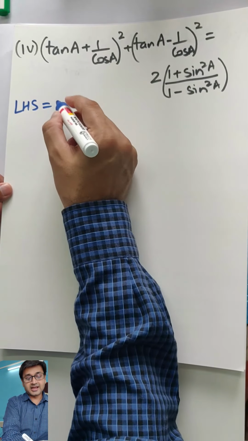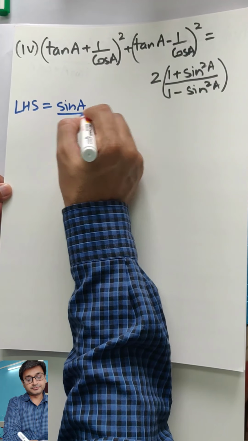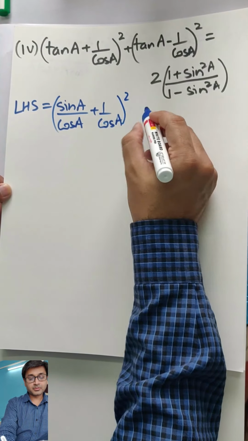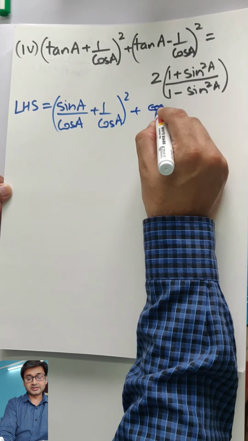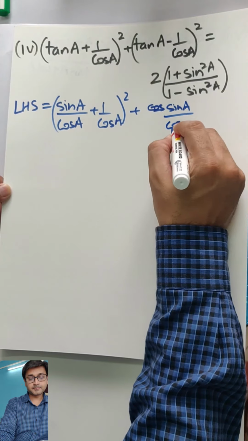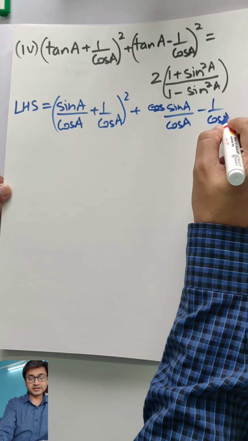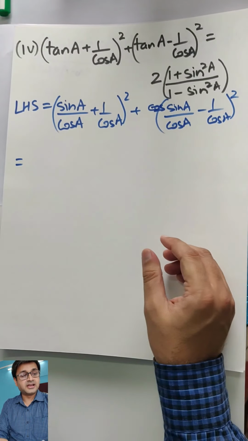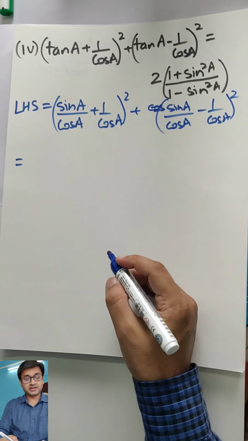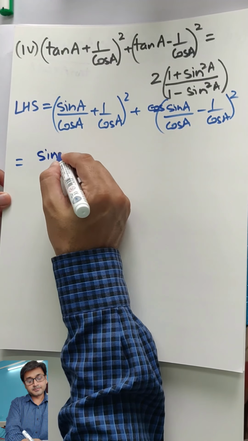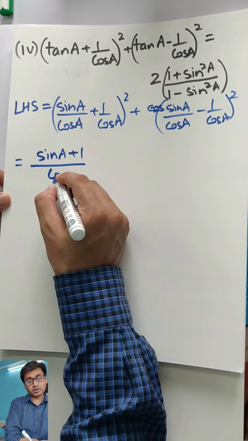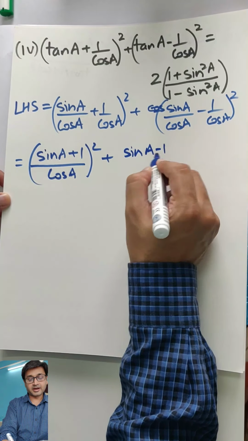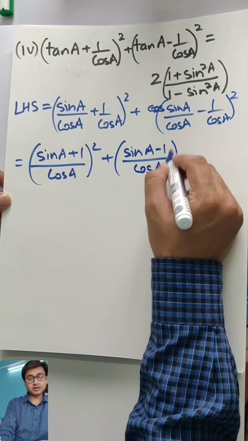Come on, try it. So tan, I'm writing it as sin A upon cos A plus 1 upon cos A, the whole square, plus sin A upon cos A again minus 1 upon cos A, the whole square. So what do you get? Denominators are same, so I will get (sin A plus 1) upon cos A, correct? So I'll write over here (sin A plus 1) upon cos A, the whole square. Likewise here it is going to be (sin A minus 1) upon cos A, the whole square.